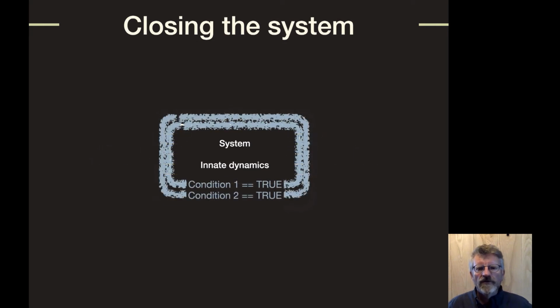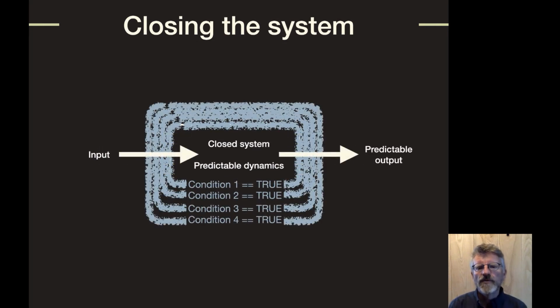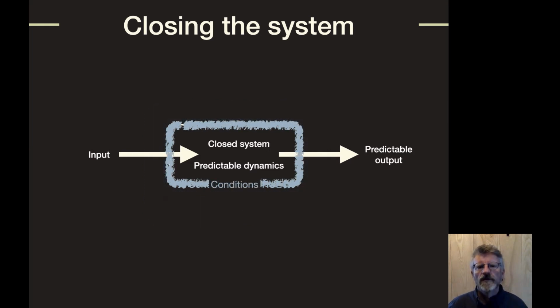So let's close the system here, and we do that by imposing more and more conditions on what the system can have as an input, and that leads to the closing of the system and more predictable dynamics, and with that a predictable output. So that leads to a closed system defined by the conditions imposed on it. And who imposes the conditions on it? Well, that is the agency. That is what agents do.